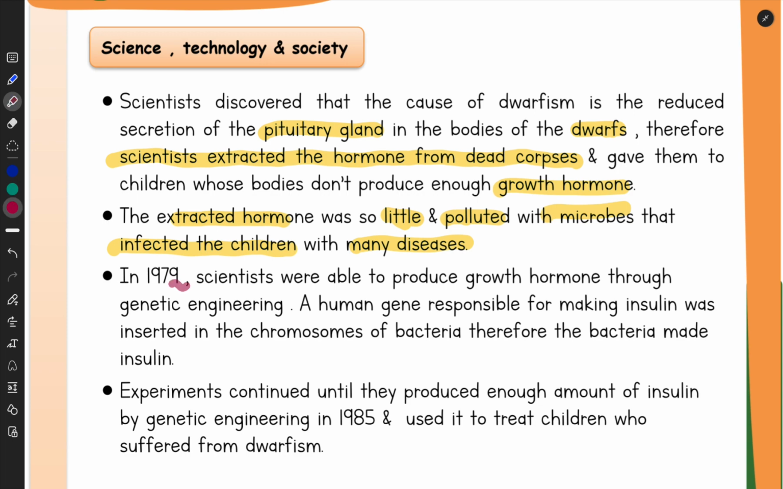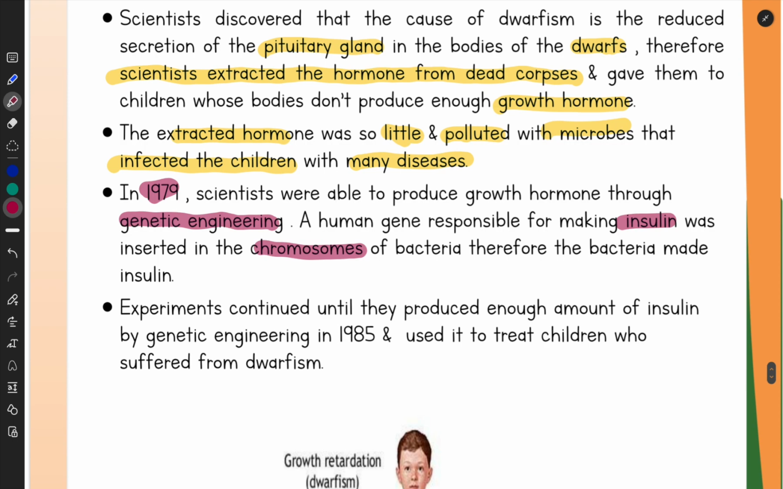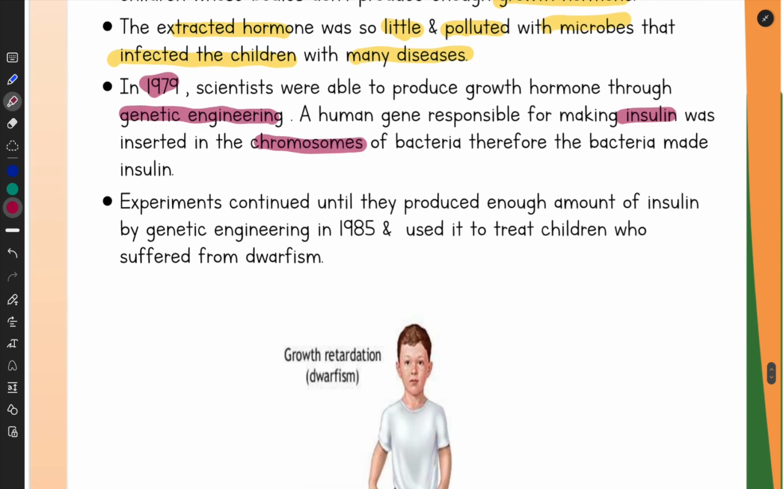In 1979, scientists were able to produce enough growth hormone through genetic engineering. A human gene responsible for making the hormone was inserted in the chromosome of bacteria, therefore the bacteria made it. Experiments continued until they produced enough amount by genetic engineering in 1985, used to treat children who suffer from dwarfism.